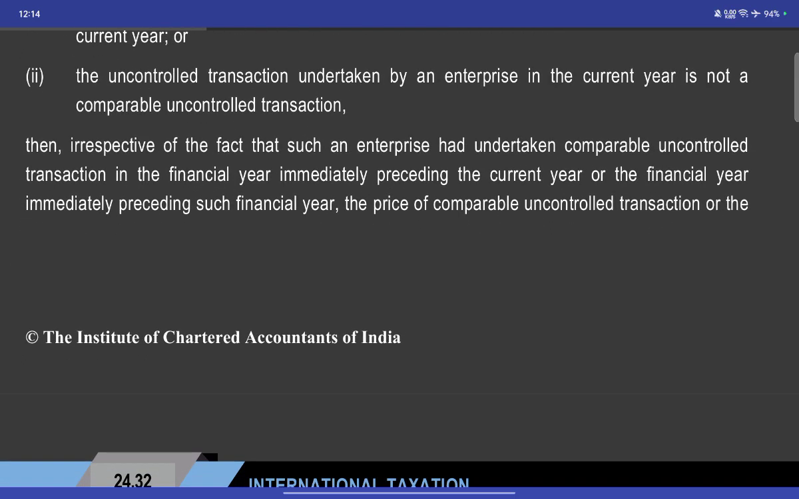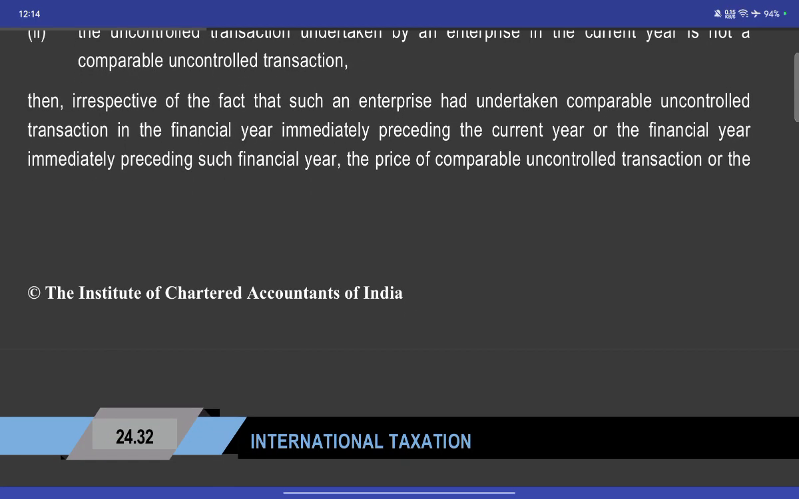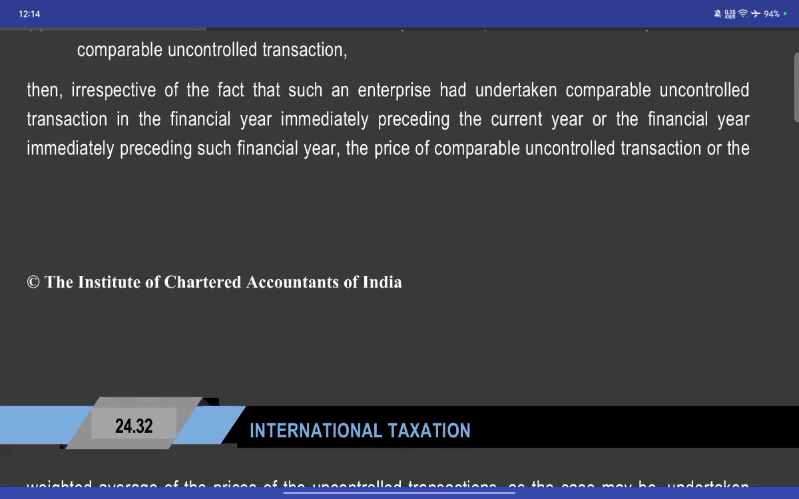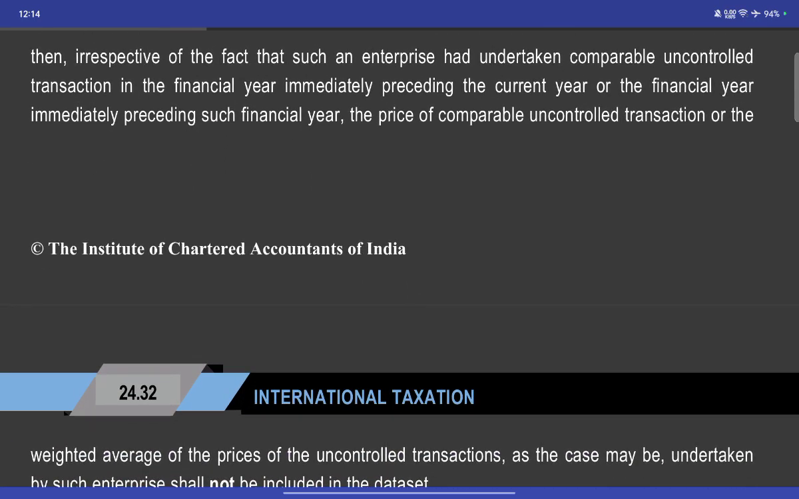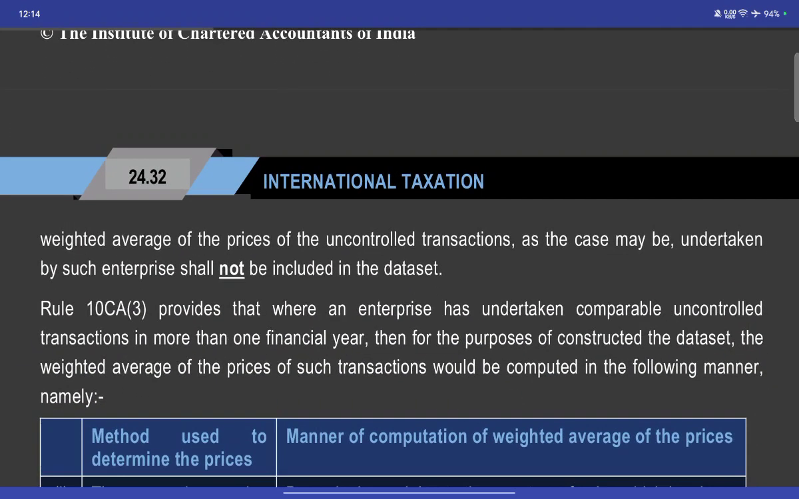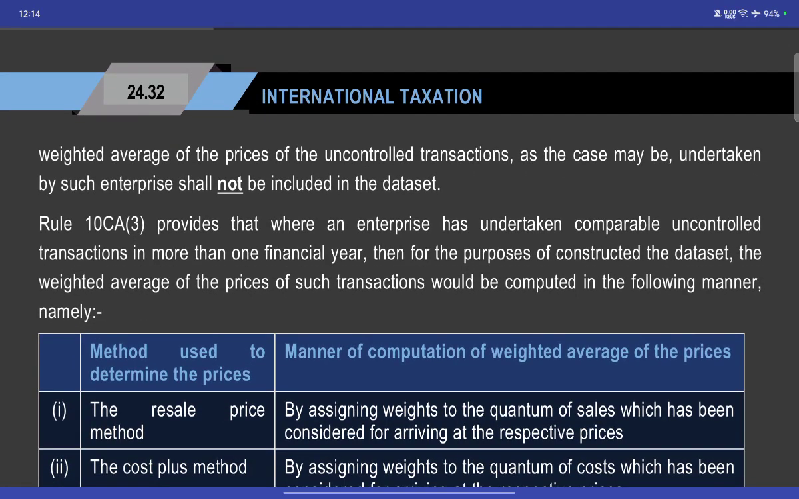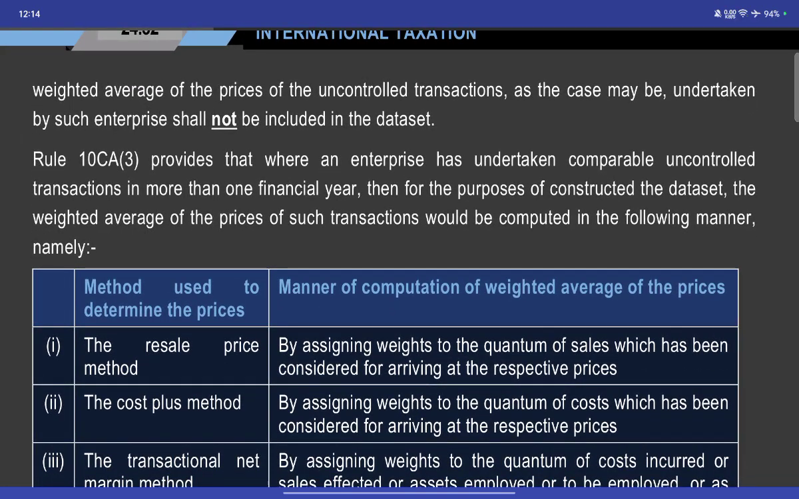Then, irrespective of the fact that such an enterprise has undertaken a comparable uncontrolled transaction in the financial year immediately preceding the current year or the financial year immediately preceding such financial year, the price of the comparable uncontrolled transaction or a weighted average of the prices of the uncontrolled transactions is used. And in such a case, the data shall not be established.